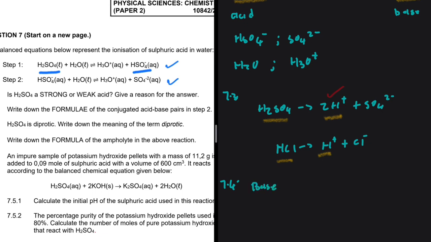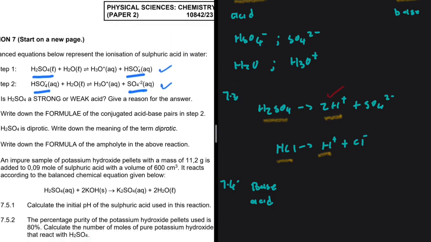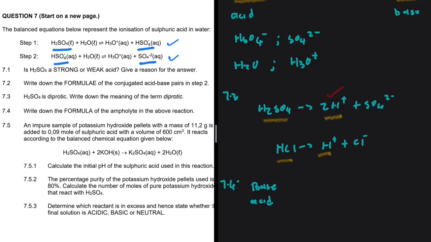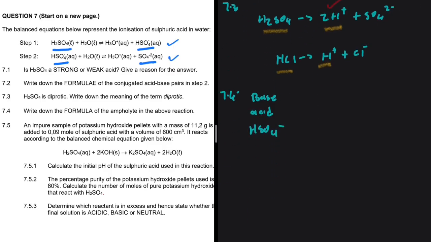Take a look at step 2. In step 2, HSO4- donates a proton to become SO4 2-. It acts as an acid. So clearly it can act as both an acid and a base. So what do we refer to that as? It is an ampholyte. So the answer to 7.4, we have HSO4-. Let's take a look at 7.5.